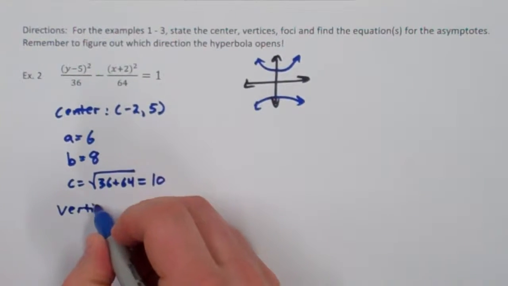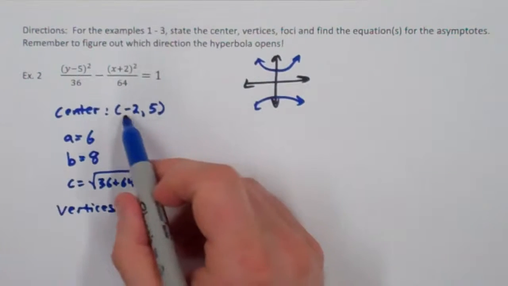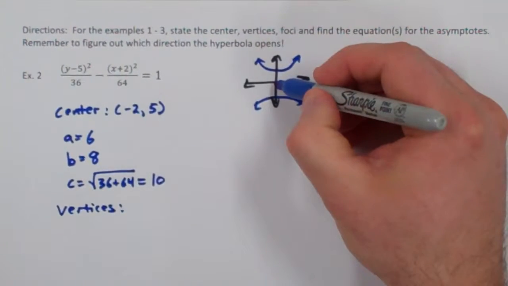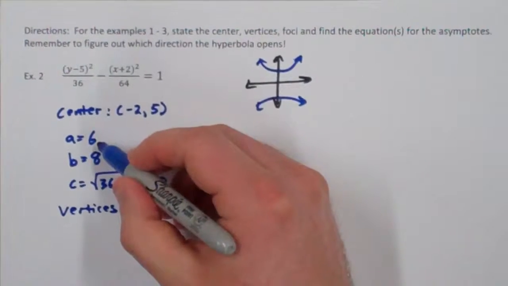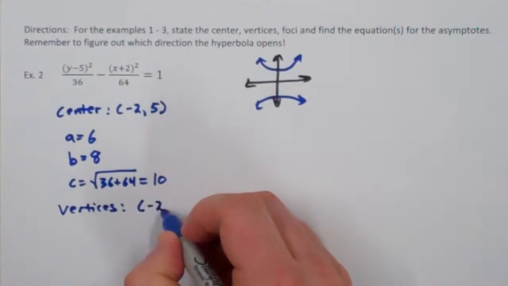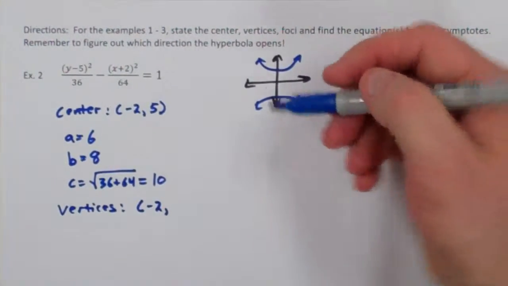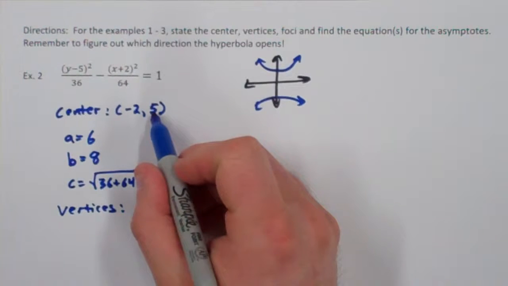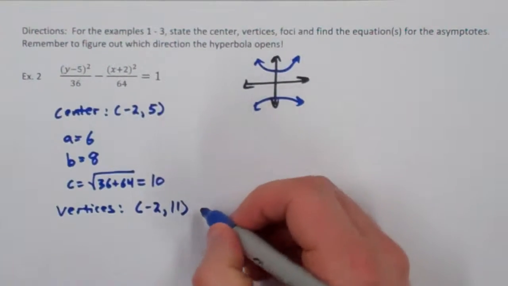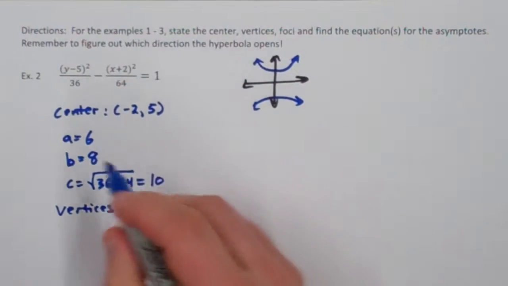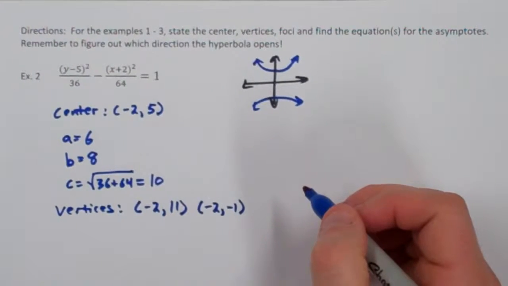The vertices then are going to be from the center. We need to go up by a and down by a. So the x value will stay the same. We haven't gone left or right any if we're just moving up and down. And we need to go from 5, and we need to go up 6, so that would be 11. And then also from 5, we need to go down 6, which would be negative 1.